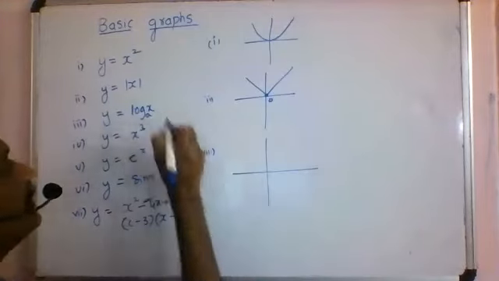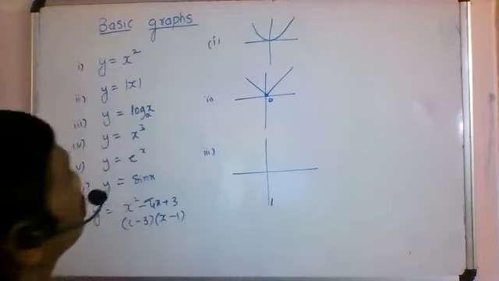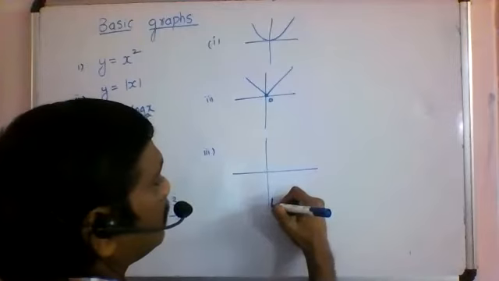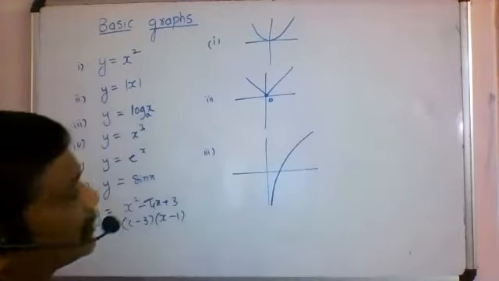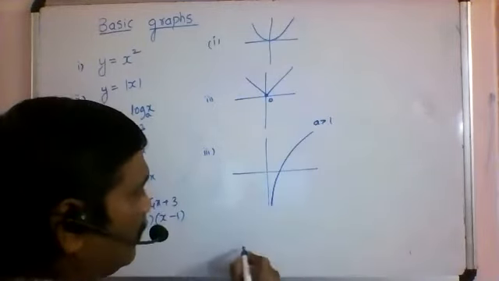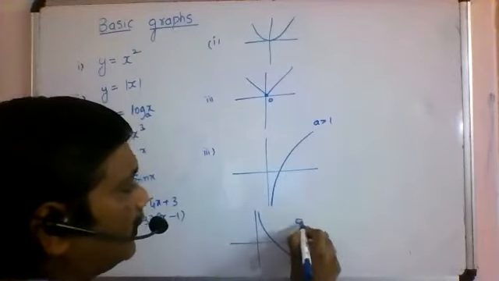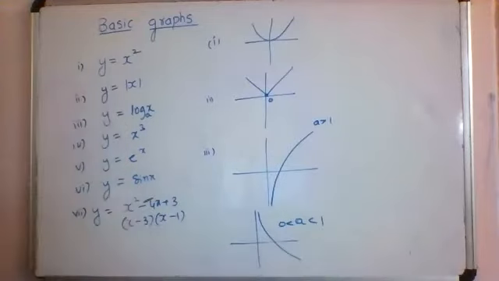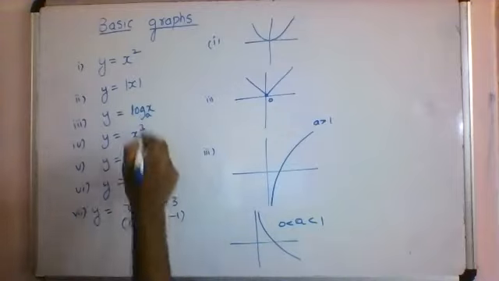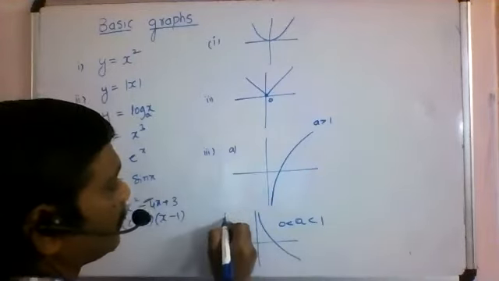If I write a base a here, log a, when a is greater than 1, the graph will be like this. This is when a is greater than 1. And the graph will be like this when a lies between 0 and 1. When a lies between 0 and 1, the ln x graph will be like that. Two cases in log, case A and case B.